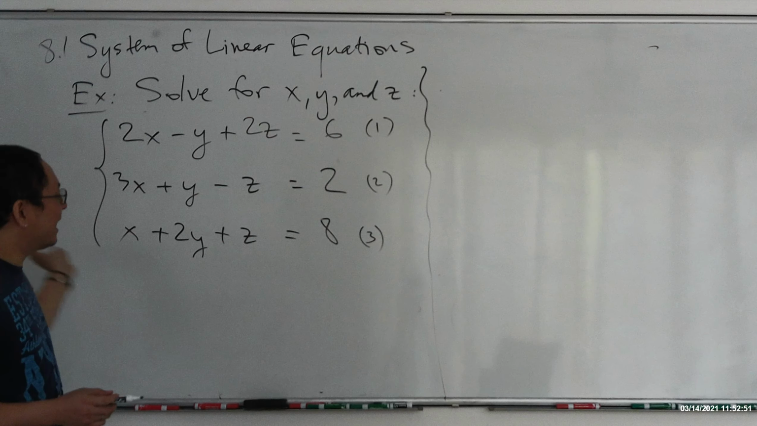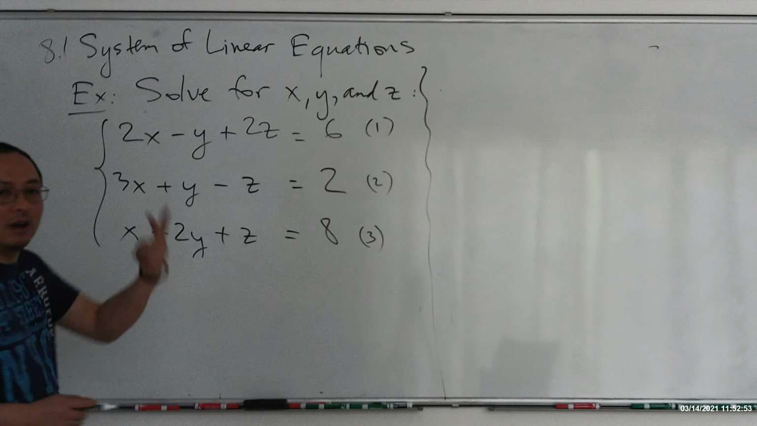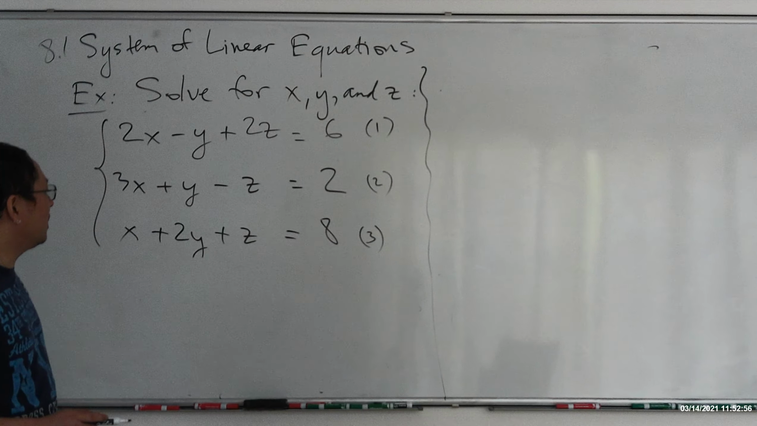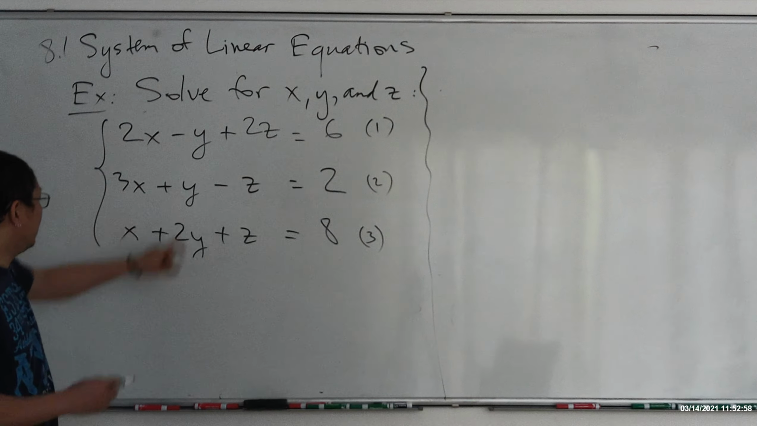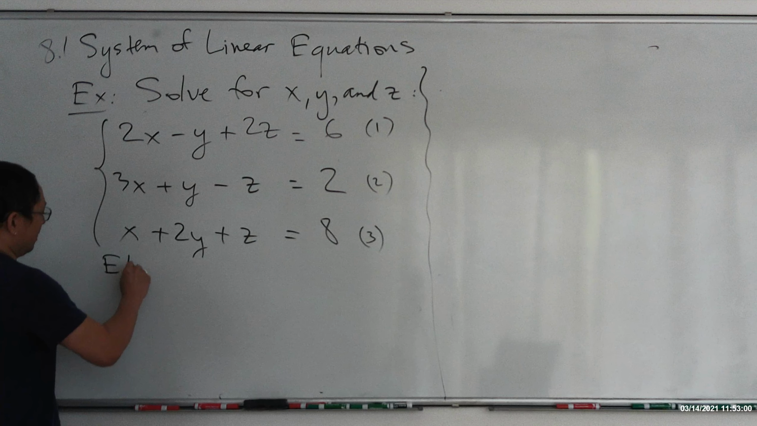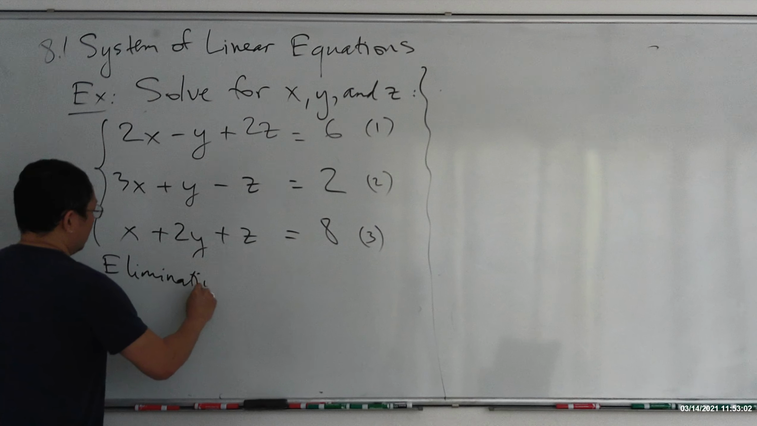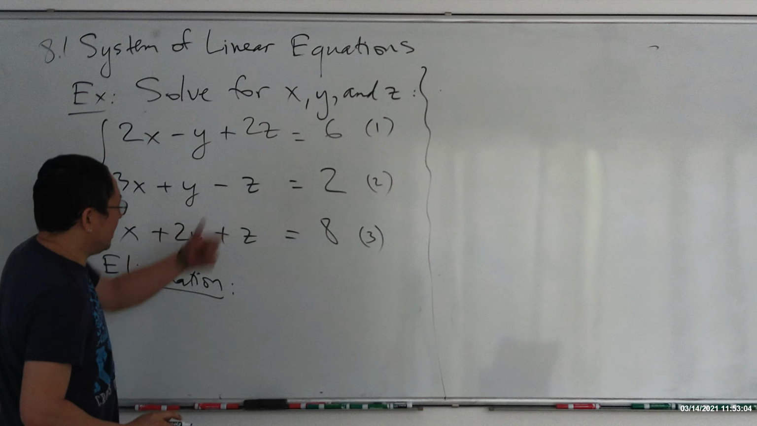Because the idea is what? Get rid of z. So you can have just a system of two linear equations of two unknowns, x and y. So in here, elimination method, right? Elimination. I'm going to eliminate z.